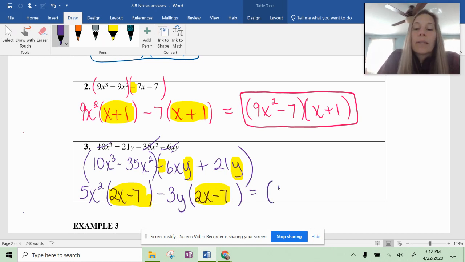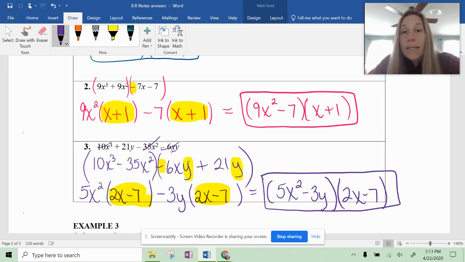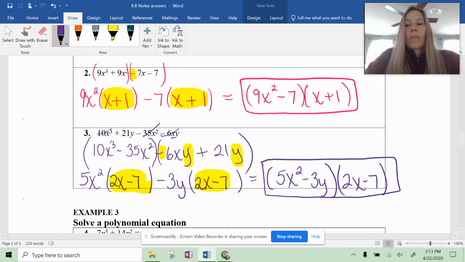So I'm going to put my GCFs together, 5x squared minus 3y, and my second factor is going to be 2x minus 7. And even though I still have an x squared, I can't break it down any further because 5 is not a perfect square, and 3 is not a perfect square, and y doesn't have a square either, so I'd have to just leave it.